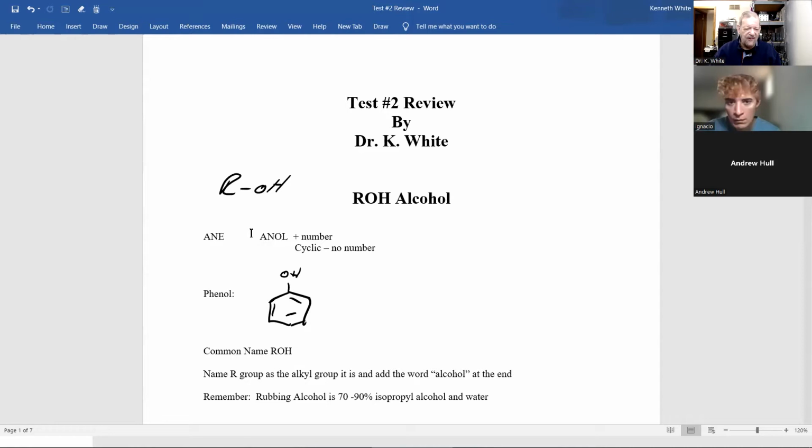You should have had this. You need a number for which carbon the hydroxyl group is on. Remember, for a chain, you always start numbering from the end, not in the middle, and you give that number the highest priority, meaning the lowest. If there's a ring, no number, because that carbon is always going to be number 1.